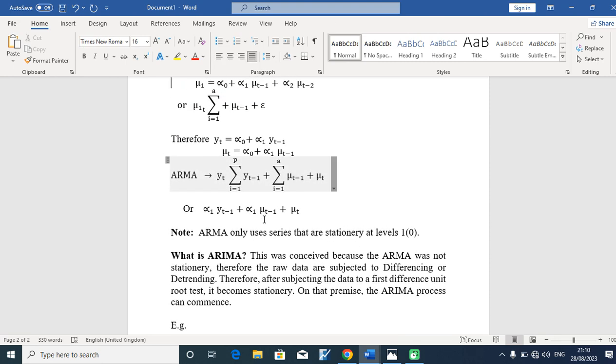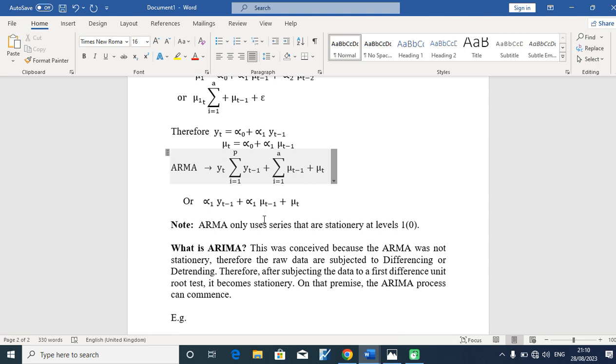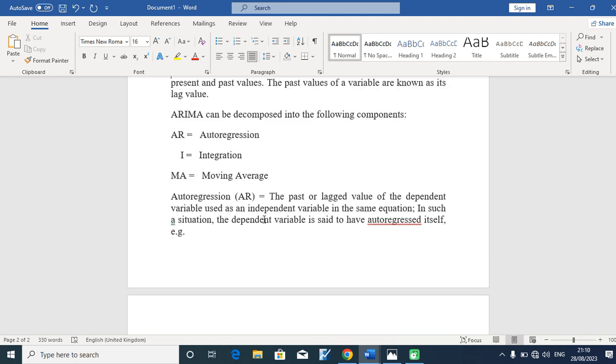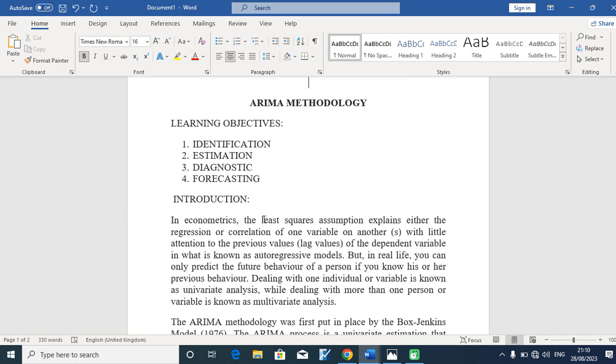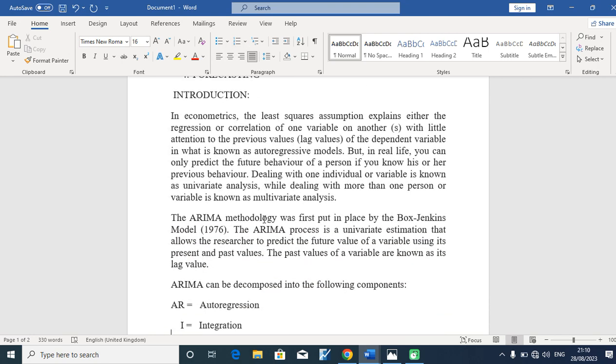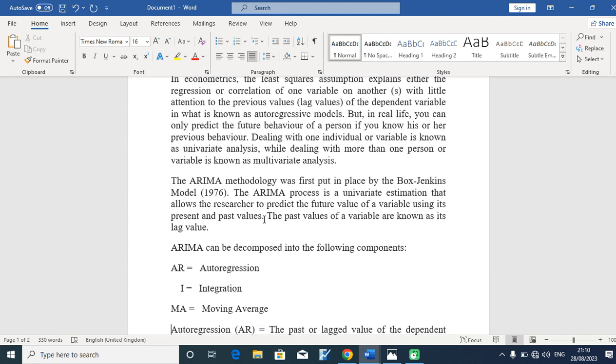So if you find yourself in this situation, this is how we look at the three components in an ARIMA model. In my next video, I will do a practical explanation of how you can identify an ARIMA model, then estimate an ARIMA model, before talking about diagnostics and forecasting.